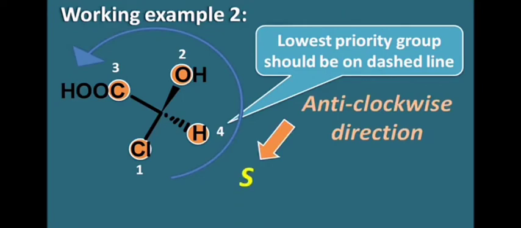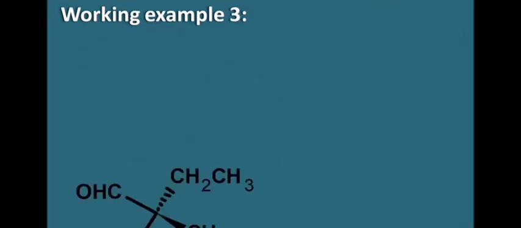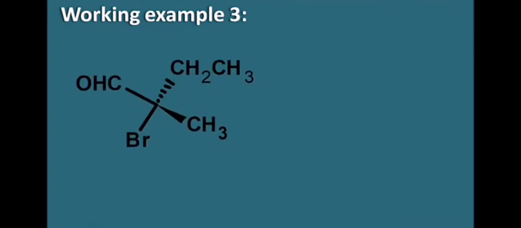So while we are giving the R/S configuration to the solid wedge and dash line, after giving the priority order, we have to check that the lowest priority group is on the dash line. Let us take another example. Now again we have taken the solid wedge and dash line projection. Here the stereoactive center is again attached to 4 different groups. One is the carbon of the CH2CH3, another is the carbon of the CH3, one is bromine, and the final one is the carbon of CHO.